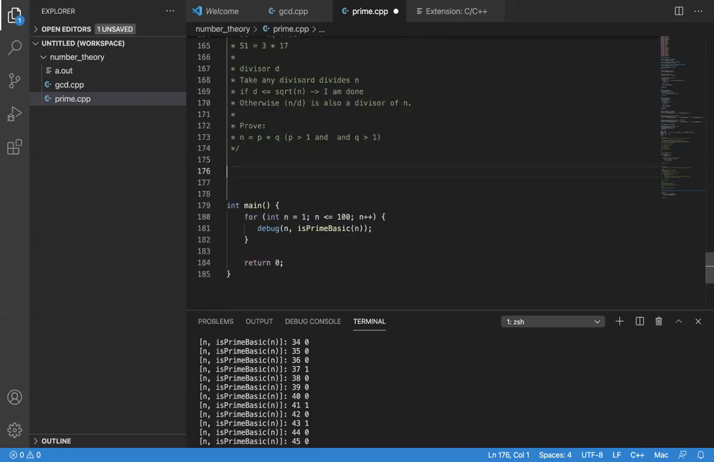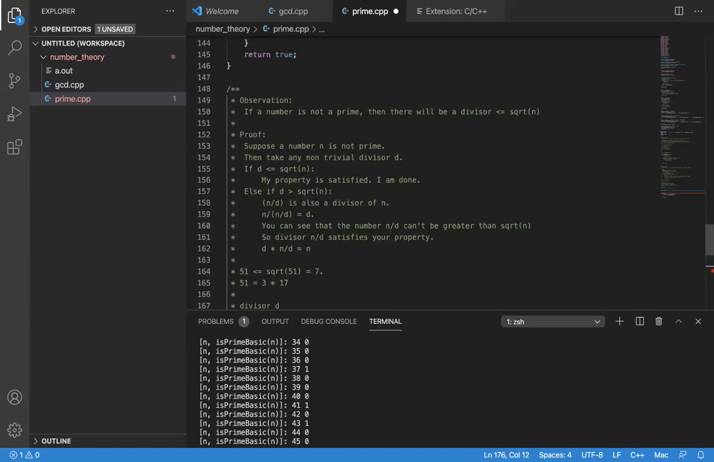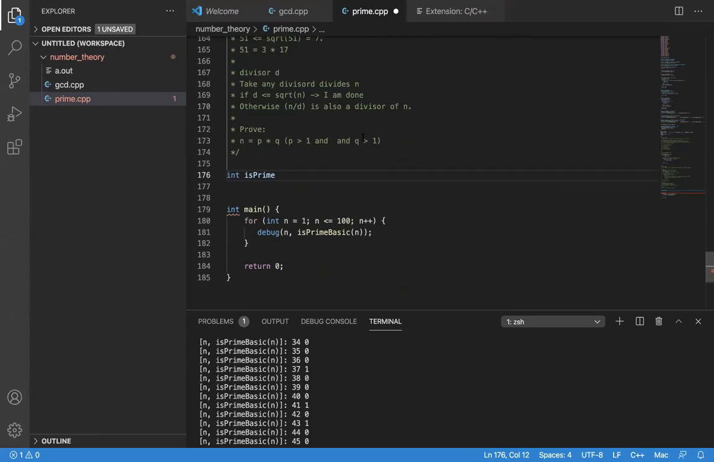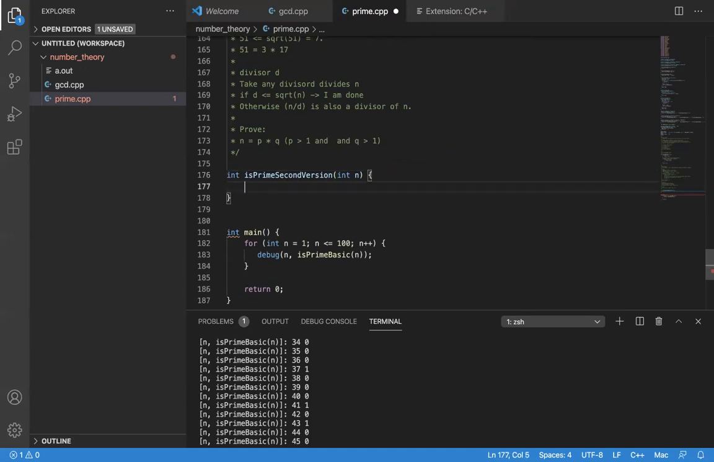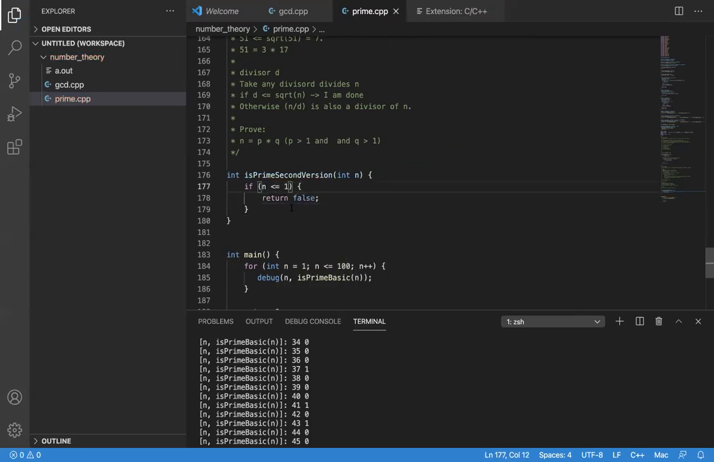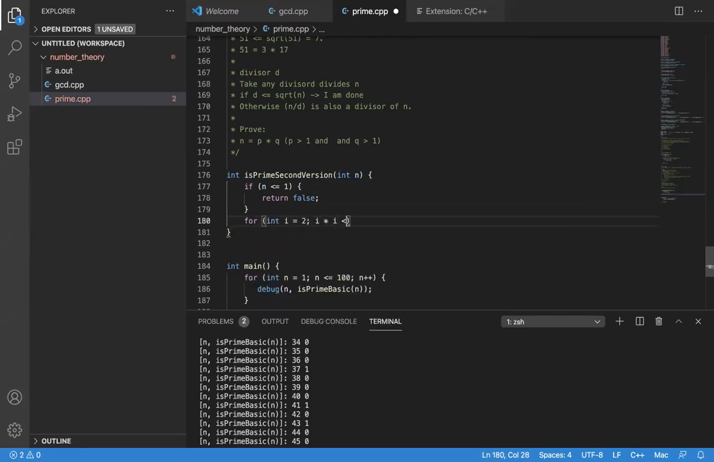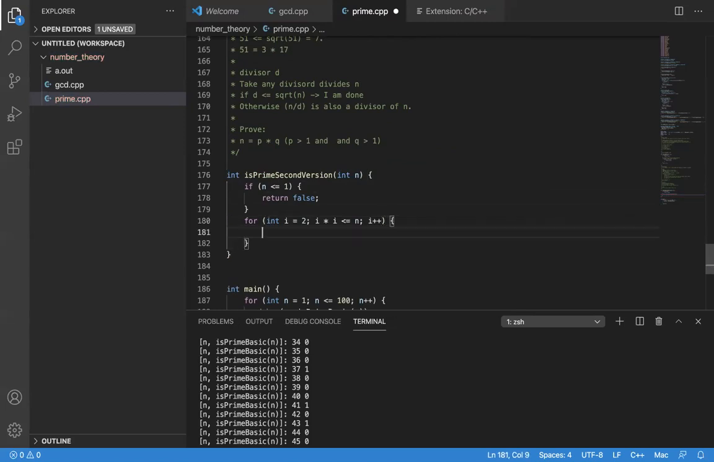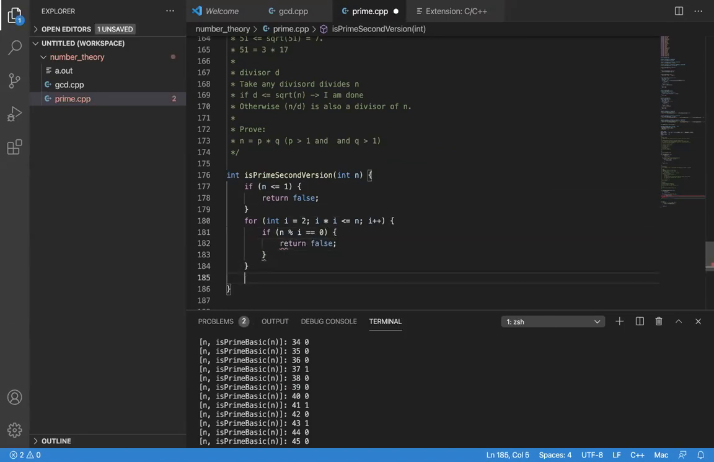So how can you make use of this? Let's say the second version of int is prime of int n. So what do I do? If n is equal to 1, what do I say? Return false. In fact, n equal to 0 is also false. Then, instead of going till n, I will go while i times i is less than or equal to n. And if n % i is equal to 0, I will say it's not a prime number. Otherwise, I will say it's a prime number.